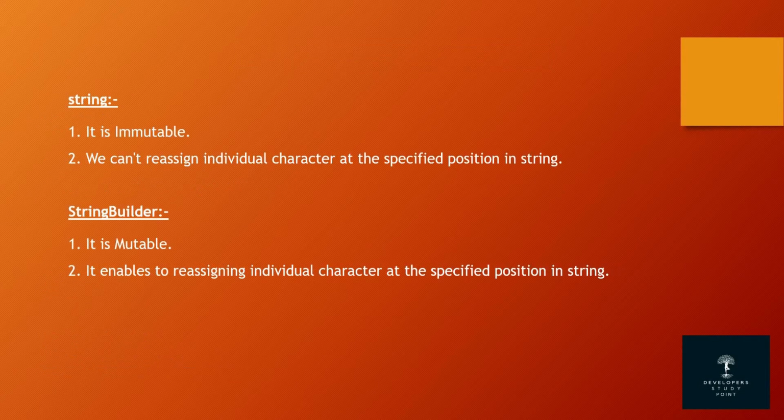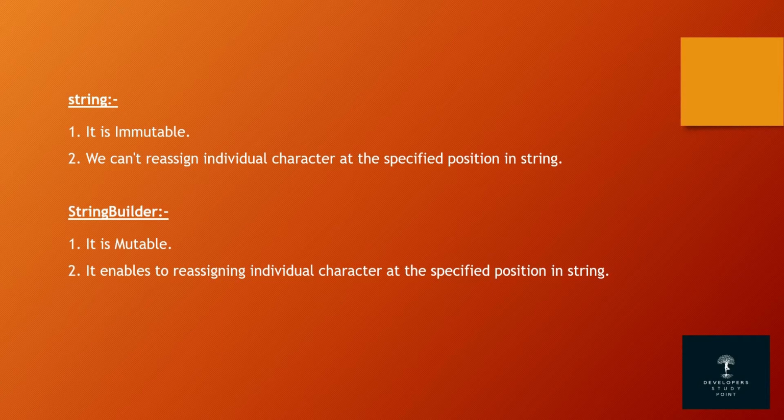So here, a string is immutable. Immutable means if we create any type of string object and assign a value to it, then we can't change the value after creation. And what about the string builder? String builder is mutable. Mutable means we can change the value after the object has been created in a string builder. I will let you know about the difference between these two with an example.